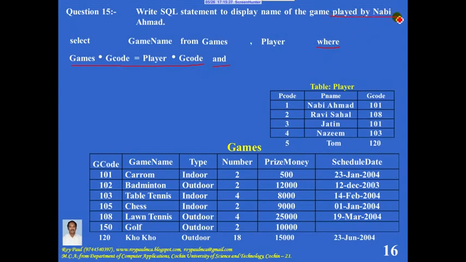and the remaining condition, game played by Nabi Ahmed. So the player name should be Nabi Ahmed. So you can write and pname is equal to Nabi Ahmed.